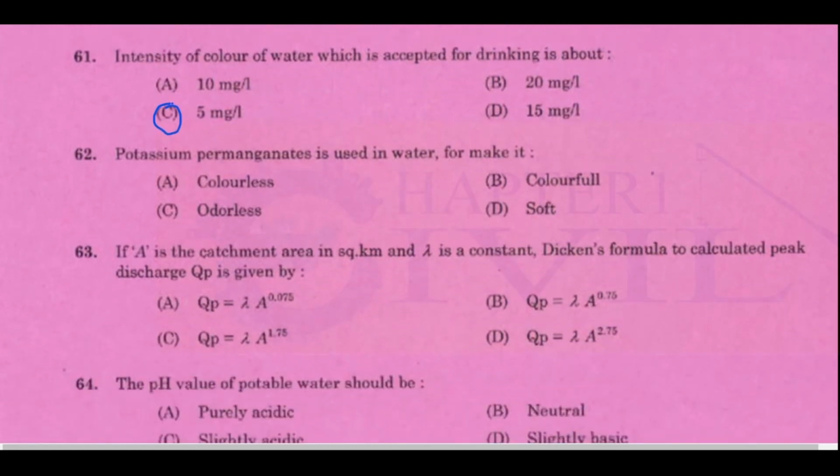Question number 62. Potassium permanganate is used in water for making it colorless, colorful, odorless, soft. Potassium permanganate is used to make the water odorless.